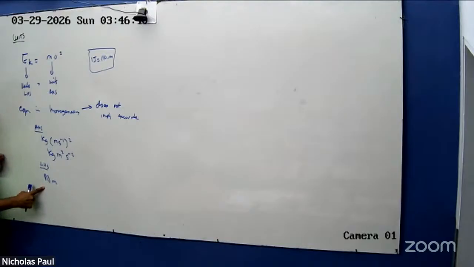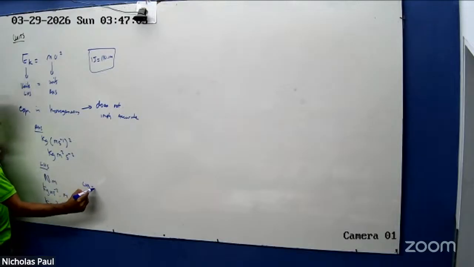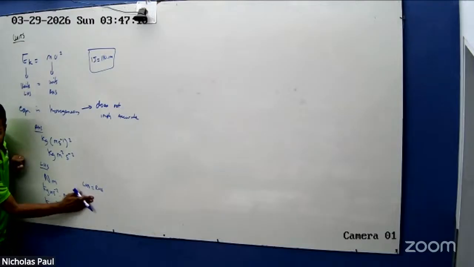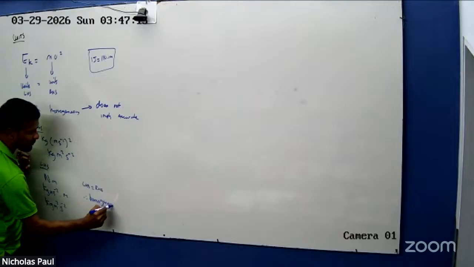But as I said, we cannot use derived quantities. So what to do here now? Can I break up newtons? A newton is what? Yes, kg m s^-2. When I multiply the m's, you'll get kg m^2 s^-2. Are they equal? Yep, left-hand side equals right-hand side. Therefore it is homogeneous.